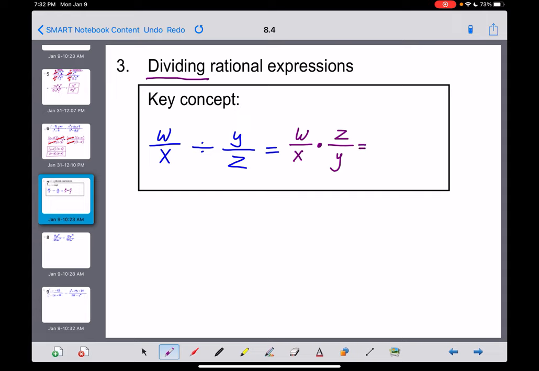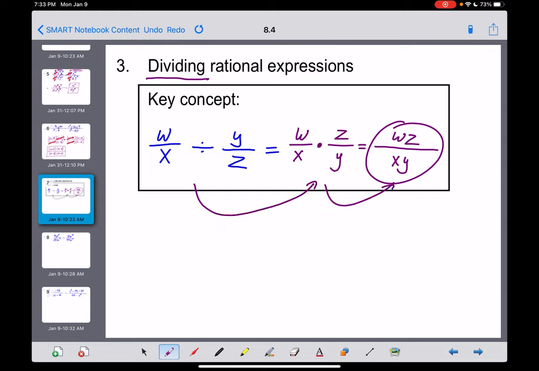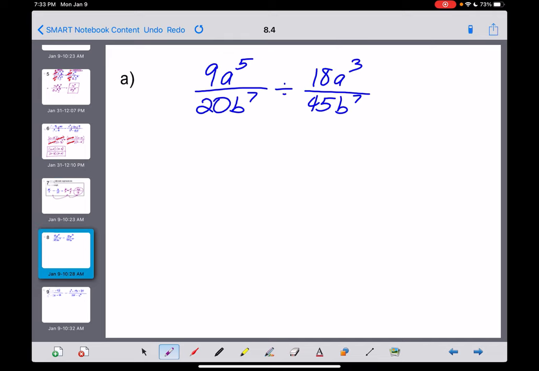Then, this is just like what we were doing on the last problem. You multiply your numerators to get wz and your denominators to get xy, and that's your answer there. So dividing takes an extra step. You've got to turn division into multiplication, and then you can go ahead and do what we were just doing in the last two problems. So 2 examples, and then we're done here, guys.